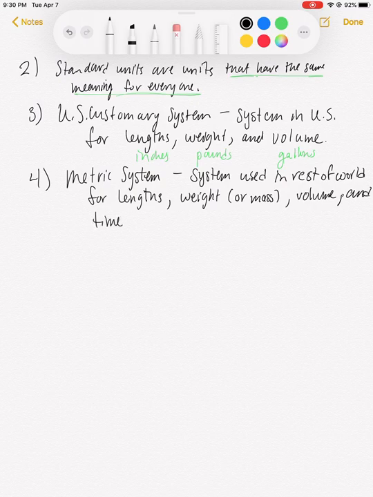Time is measured with the metric system, but there's no U.S. customary system for time, so time is actually used everywhere in the world the same. Okay, so lengths could be centimeters, weight could be grams, volume is liters, and time like seconds. Okay, so that's the metric system. And for a table of the metric abbreviations and how they convert between themselves, see page 91 in your text.